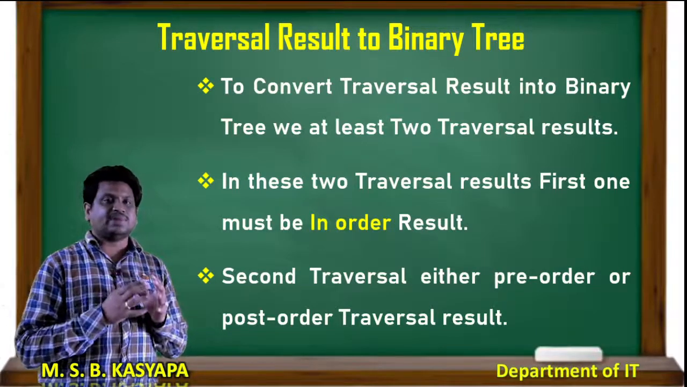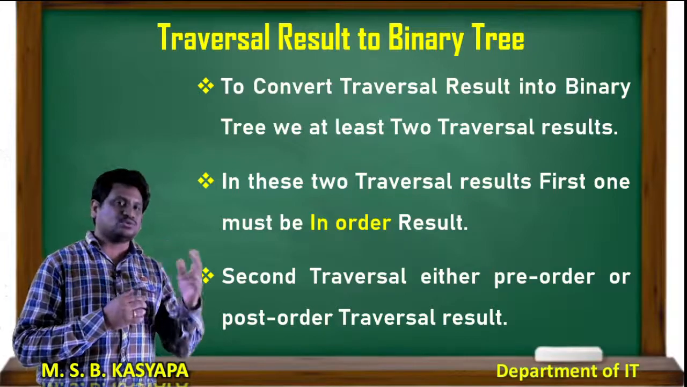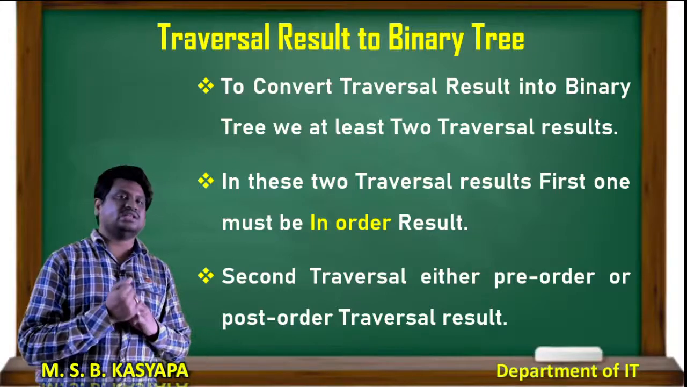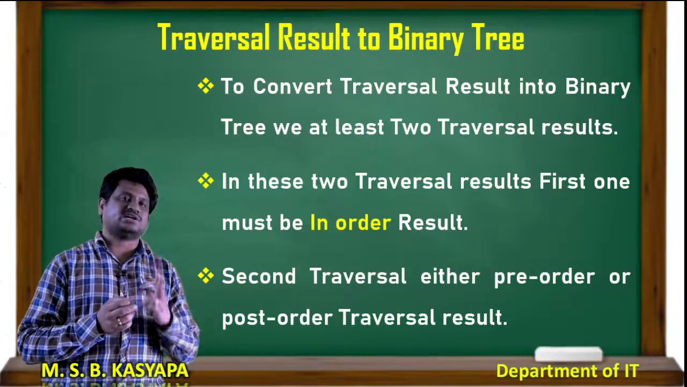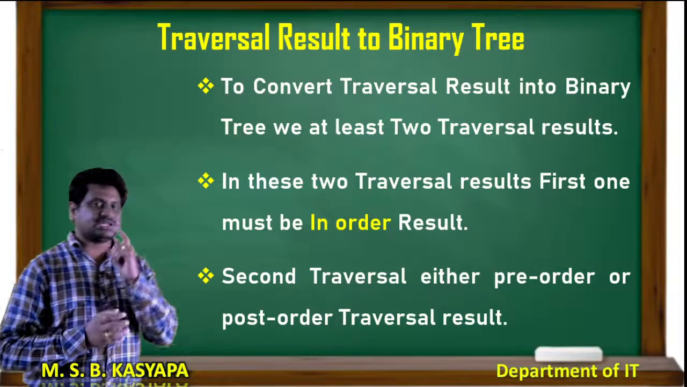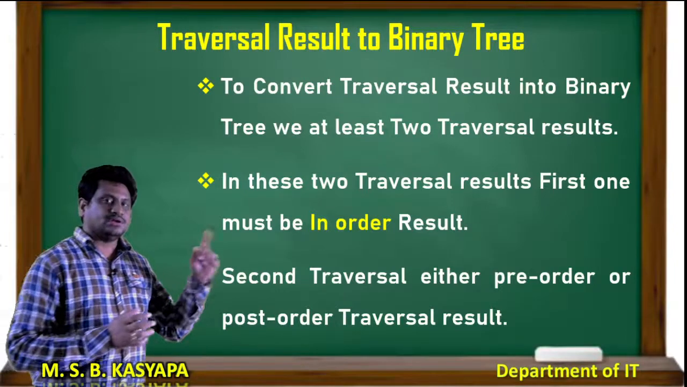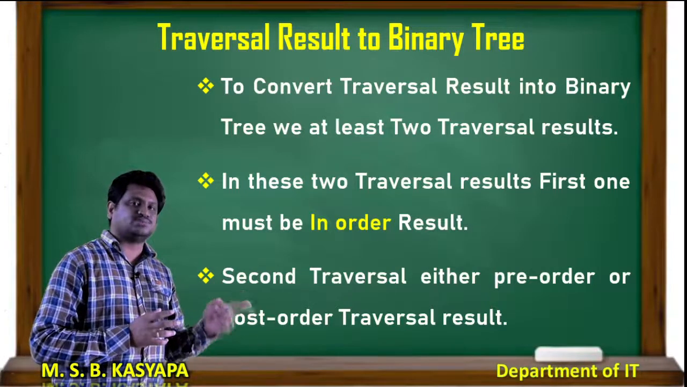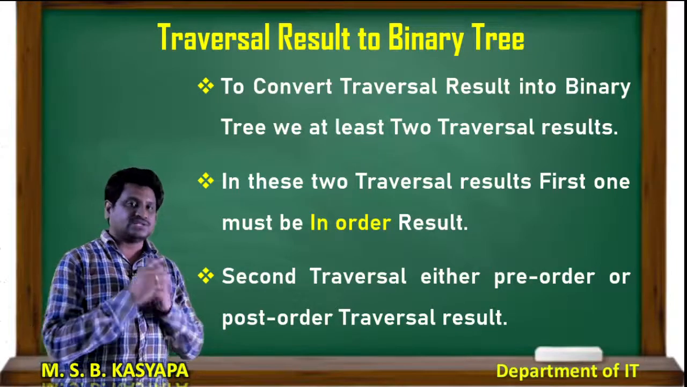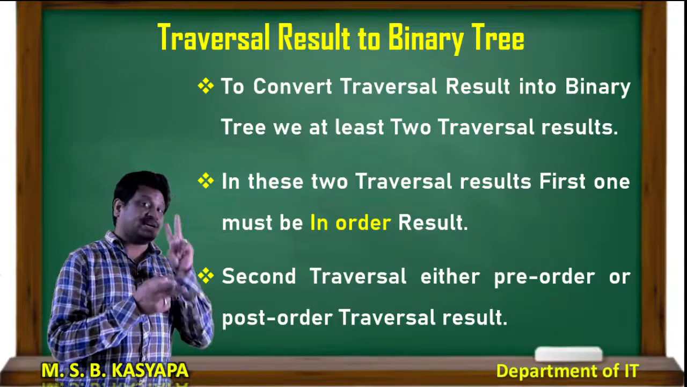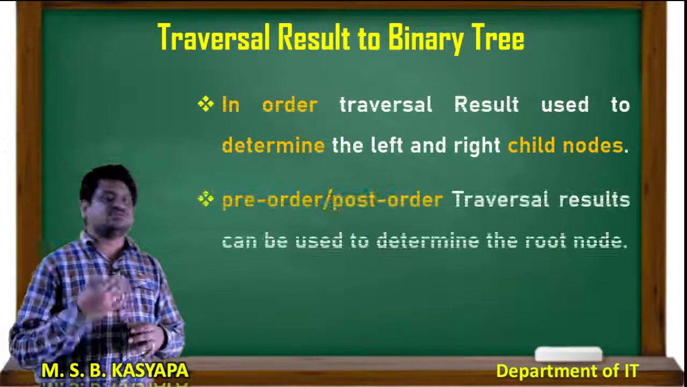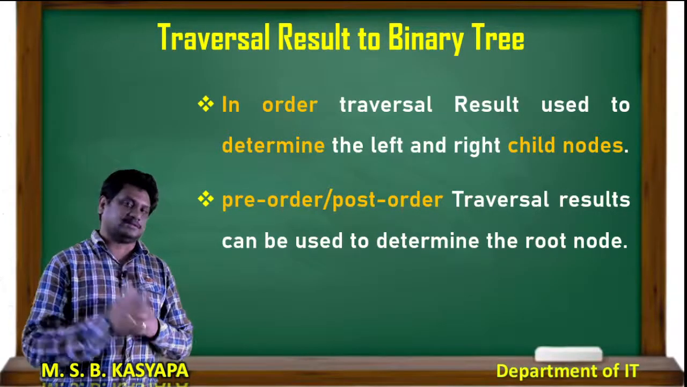For creating a binary tree from traversals, I need two traversals. We already have three: in-order, pre-order, post-order. From these three, I need two results to construct a binary tree. Of those two, in-order is a must. The second one can be pre-order or post-order, either one. I need two, but one of them is mandatory, and that mandatory one is in-order. For the remaining one, post or pre, you can take anything you like.